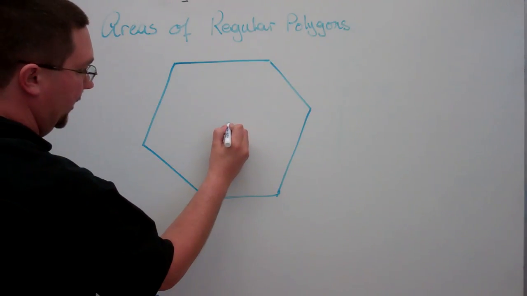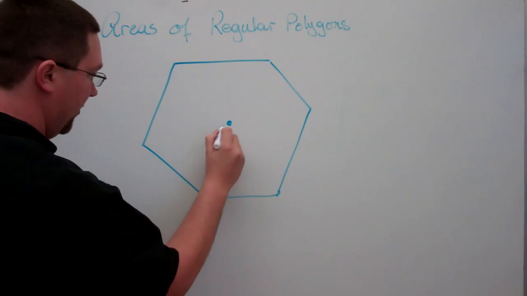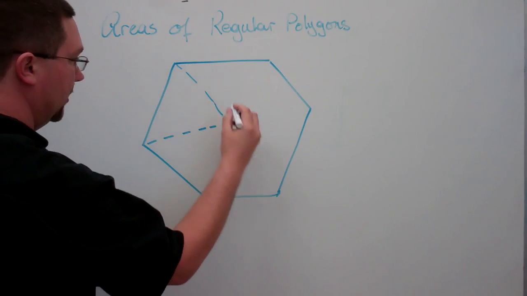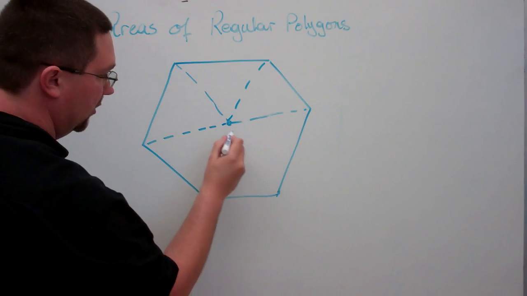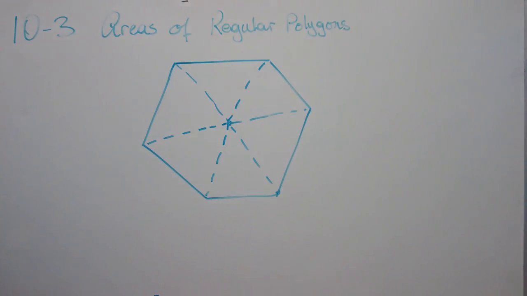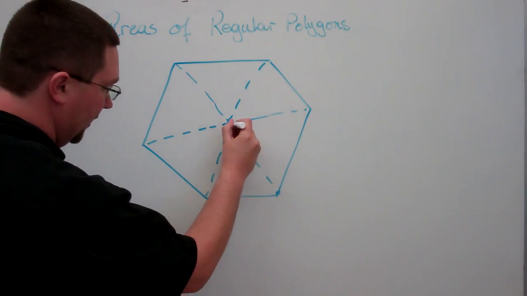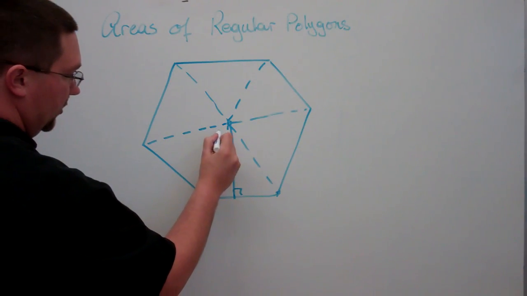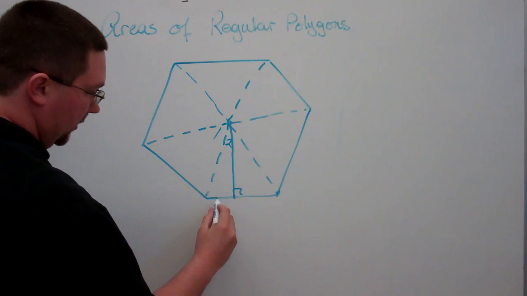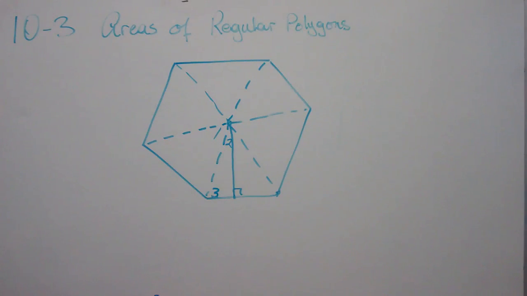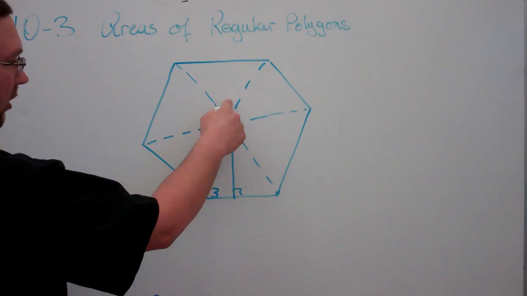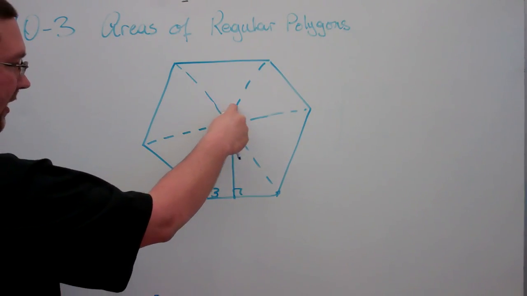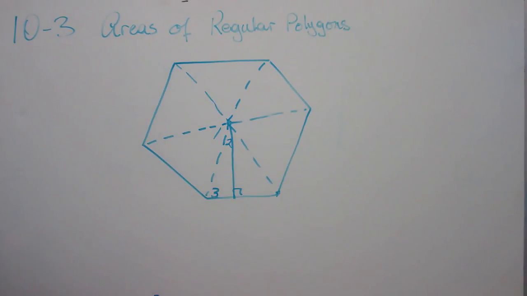Alright, here's our center. Now, say we divided this up into a bunch of little triangles, and then I drew an apothem coming down. Alright, so that's an apothem. Let's find the measures of angles 1, 2, and 3. Let's figure out how we would do this. Well, first of all, we have a hexagon, so we have 6 angles that meet at the center.